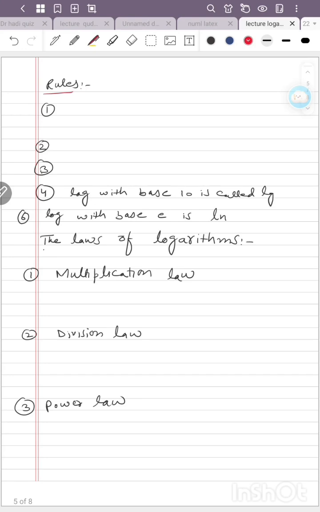Okay dear friends, now we have to discuss the rules. What are the rules of the logarithm? We have to discuss one rule before we solve some questions.